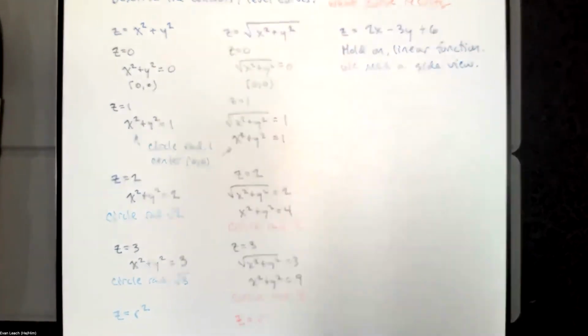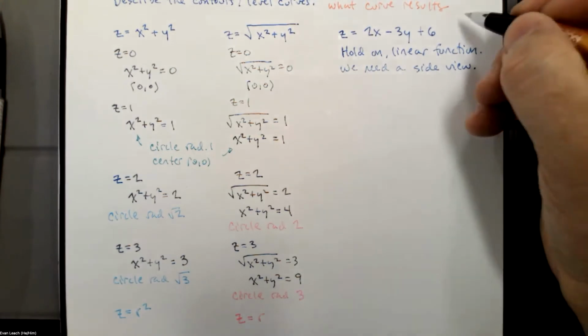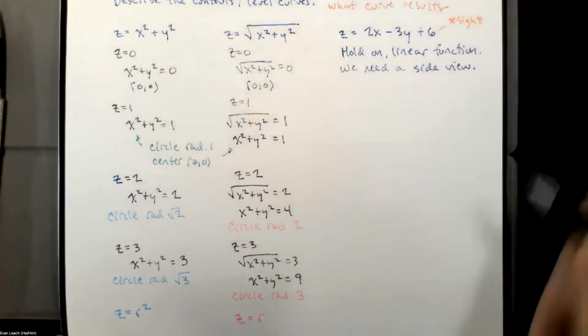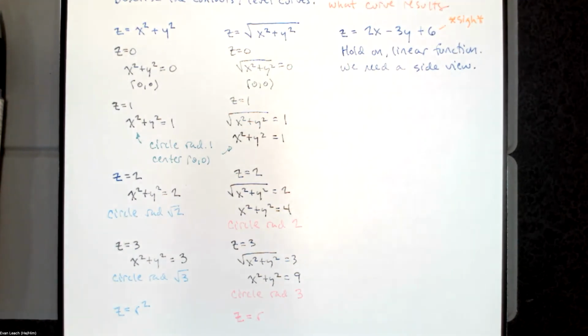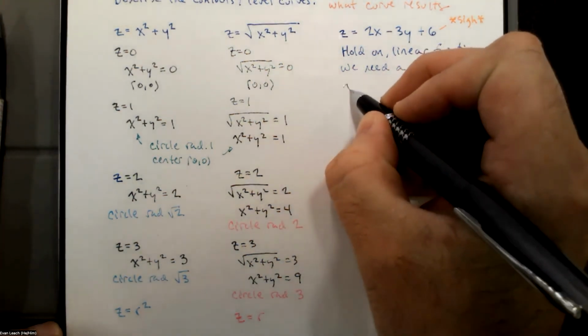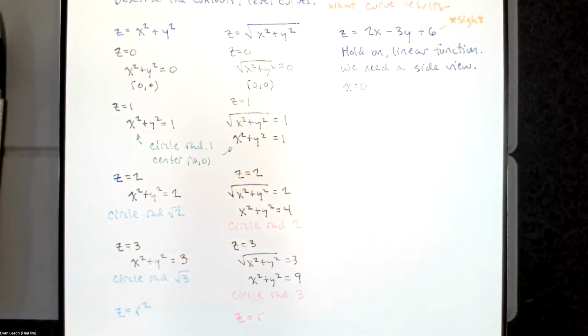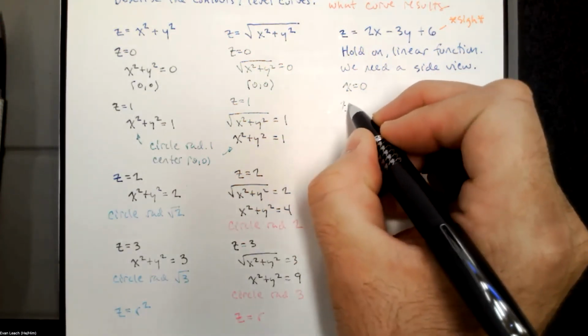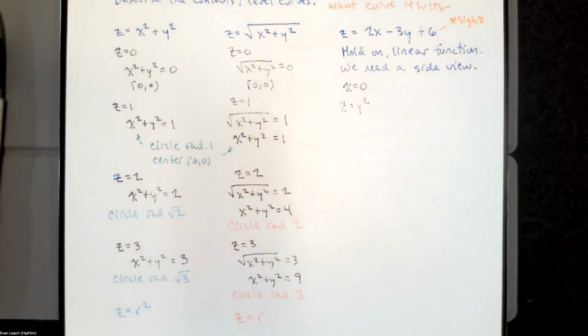So hold on, linear function. We need a side view. So I'm going to start looking at values of X. If X equals 0, in the non-square root version, I get Z equals Y squared. A parabola, its vertex at the origin.